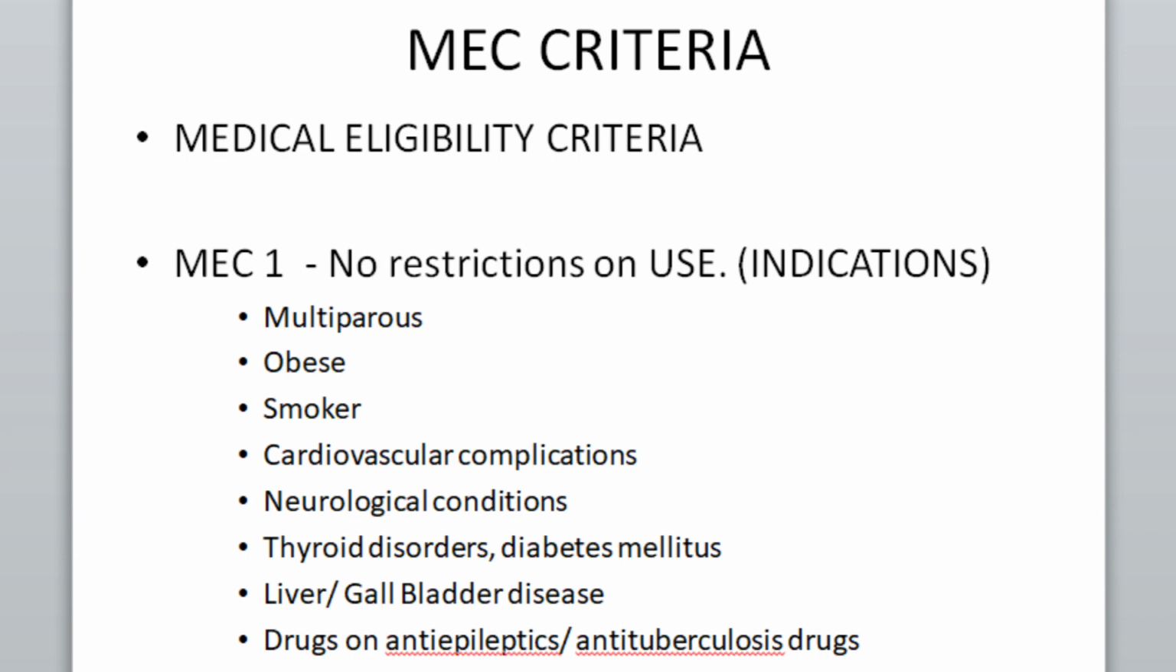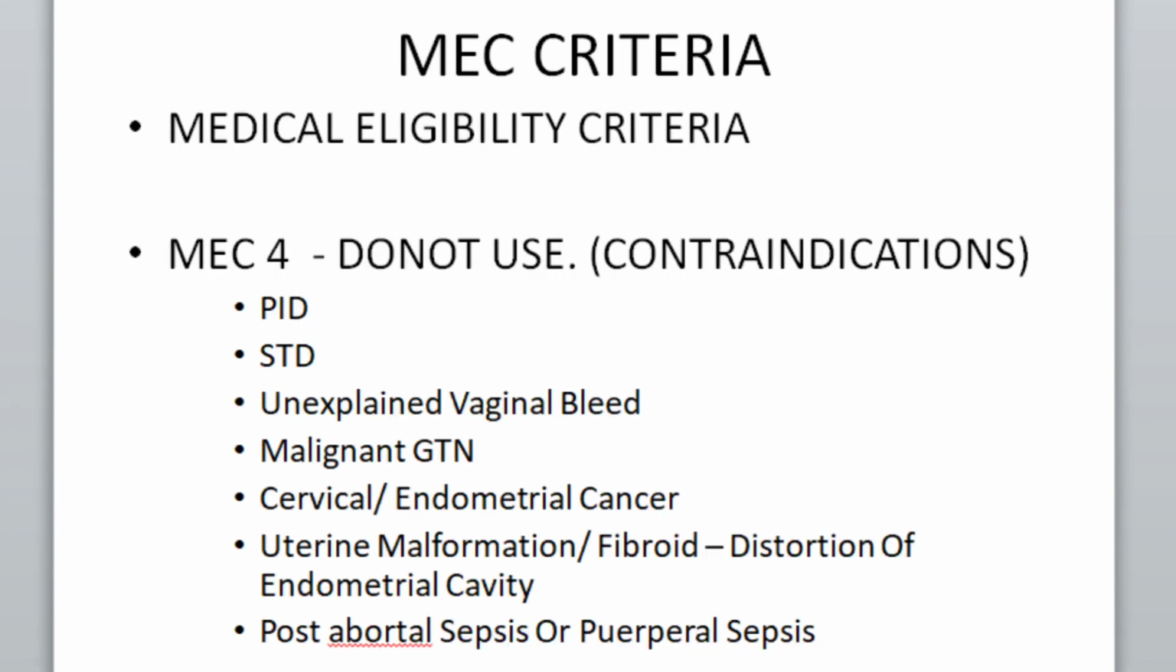Next we have MEC criteria 2, where the benefit outweighs the risk, and MEC criteria 3, where the risk outweighs the benefit. So MEC 2 is the relative indications and MEC 3 is the relative contraindication. But let's now remember what the absolute contraindications are.